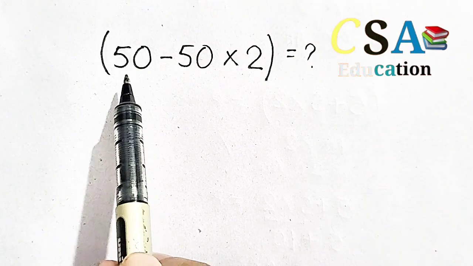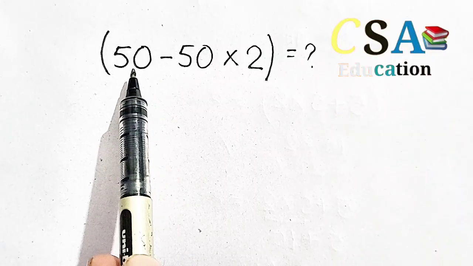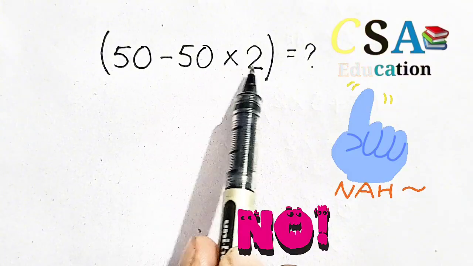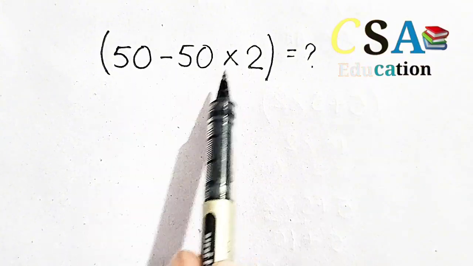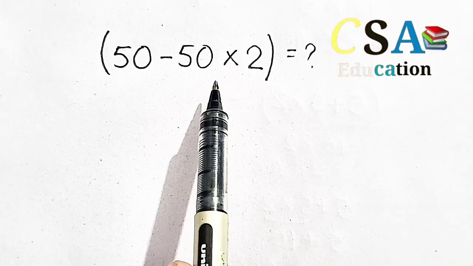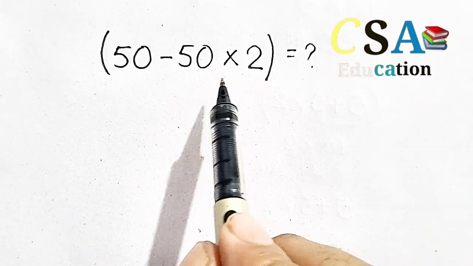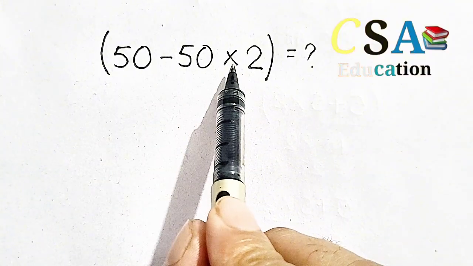I have a question for you. 50 minus 50 times 2. Mostly, people will do it this way: 50 minus 50 will be equal to 0, and 0 times 2 will be equal to 0. So the answer of this question is 0, but it is wrong because we have not followed the order of operation. In this, we have subtraction and multiplication signs.